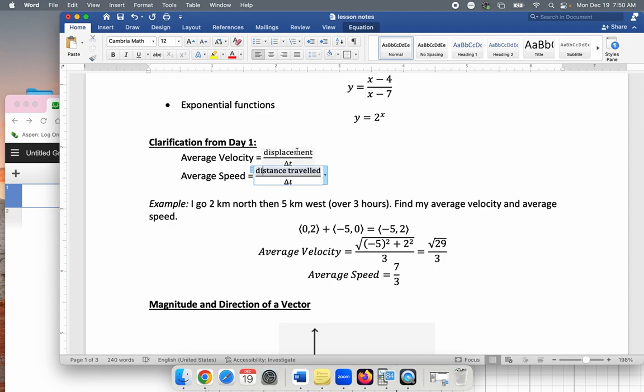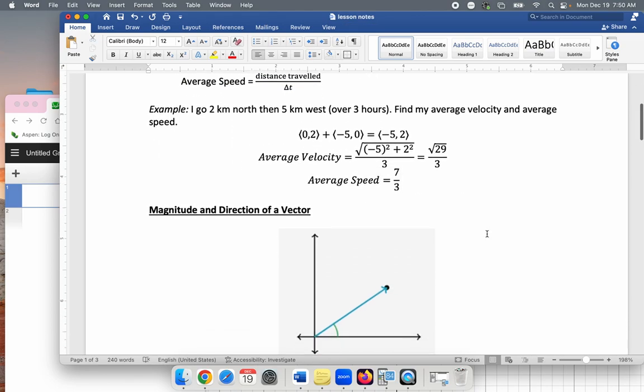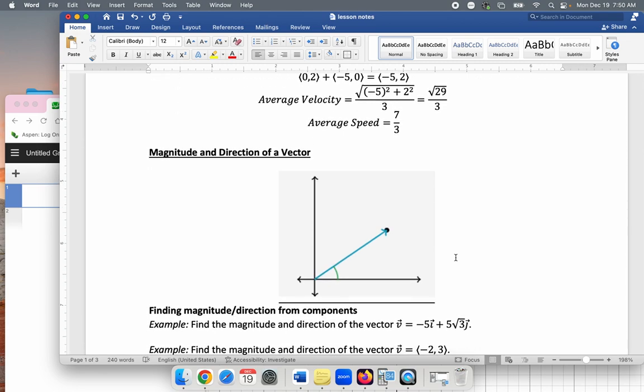So if you went in one great big circle, then your displacement would be 0, and so therefore your average velocity would be 0, but your distance traveled would not be 0, and so therefore your average speed would not be 0. So that's just a quick clarification about that stuff.